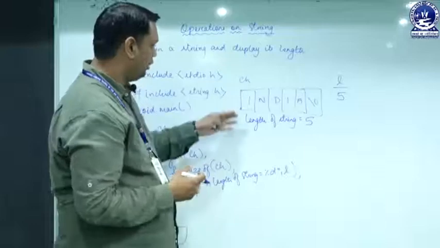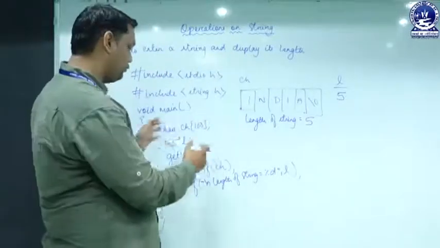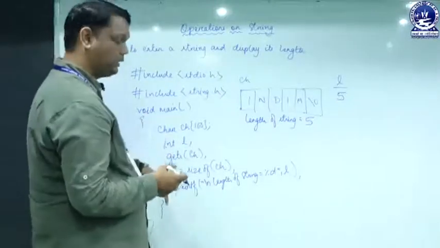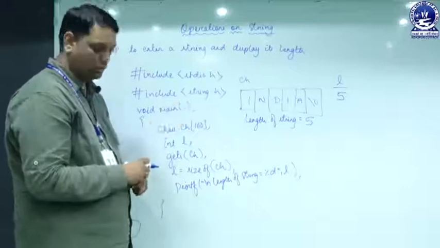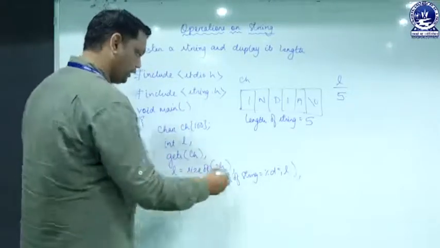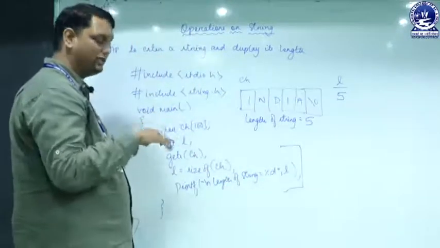So this is all about entering a string and displaying its length. But we can solve this one also in another way. That means we can take the help of a loop also. So here, let's say I have written gets ch. So in place of these two lines, we can take the help of a for loop.